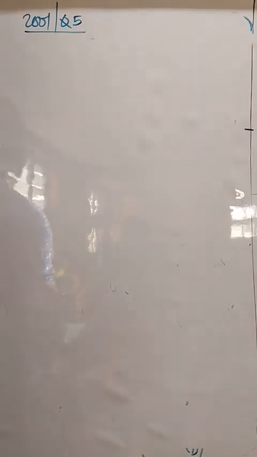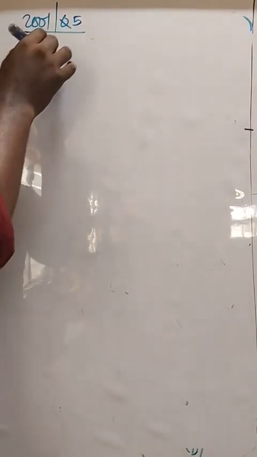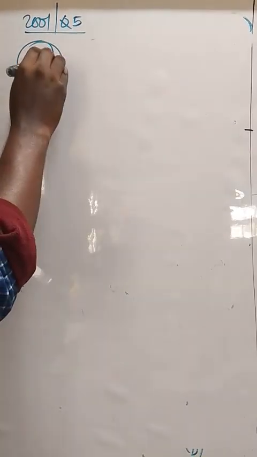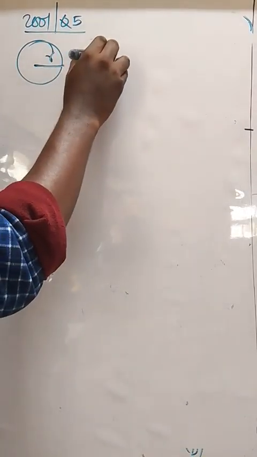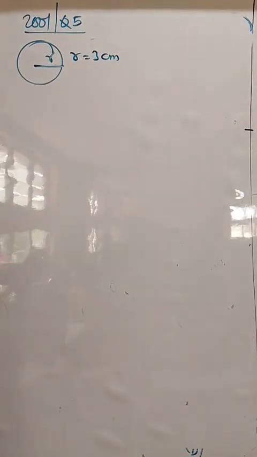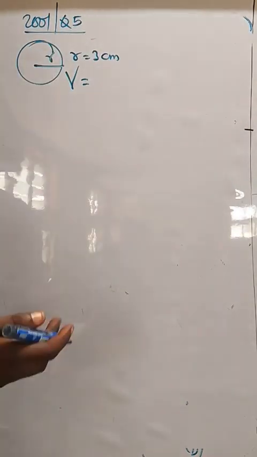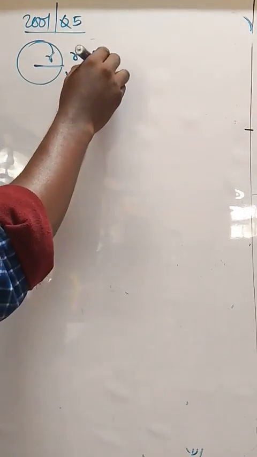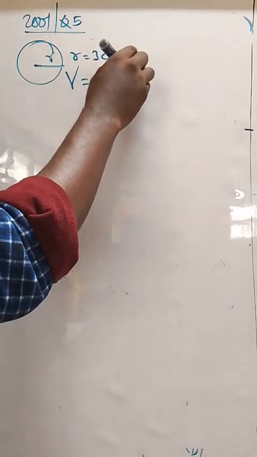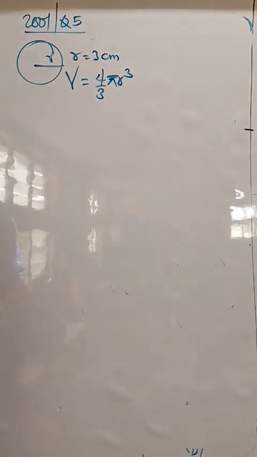2001, number 25. The question. If a spherical metal bulb of radius 3 centimeters. We are given the radius of the bulb. This is what I will do. I don't need the radius. What we need is the volume. So in short, we are given the volume of a sphere, which is 4/3 pi r cubed. But let's continue first.